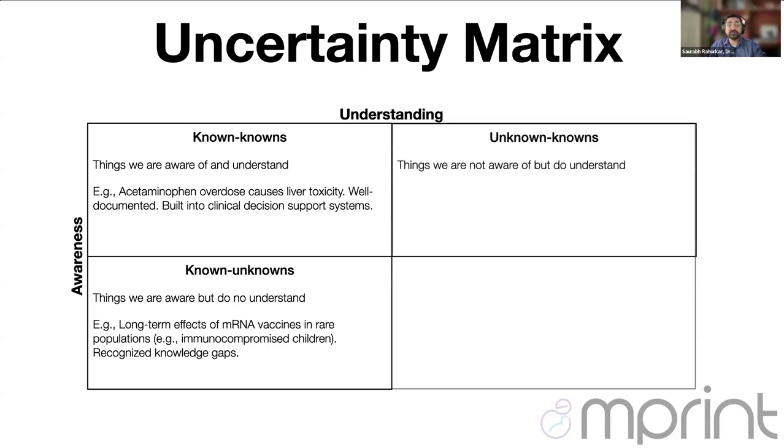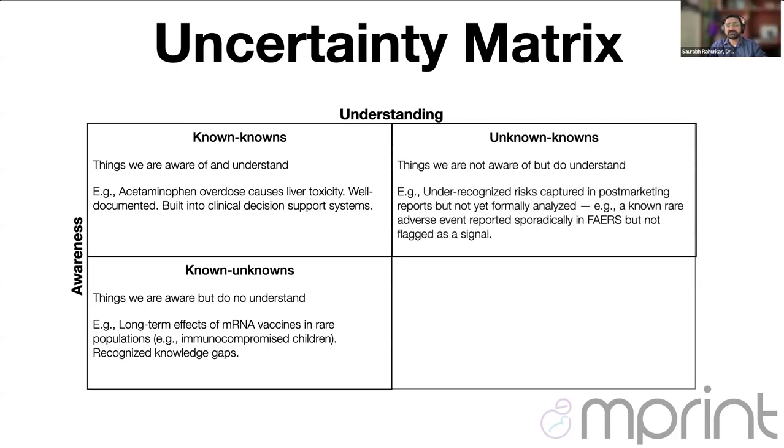Then there are the unknown knowns. These are tricky. This is stuff we already have data to understand, but we haven't connected the dots. It's like, for example, when FAERS contains sporadic signals for some rare ADE that nobody has analyzed or flagged yet.